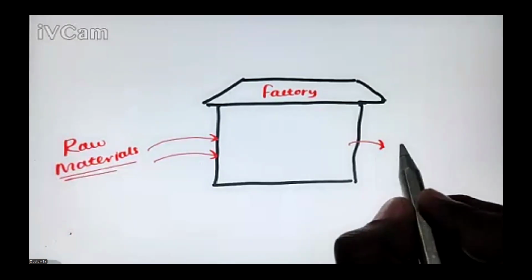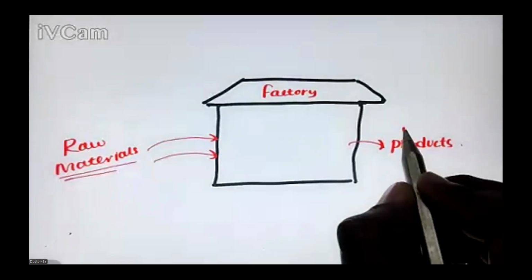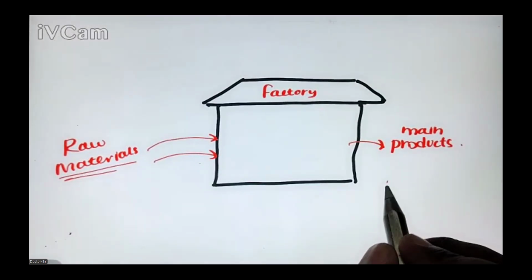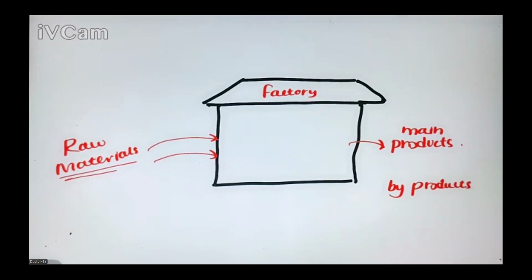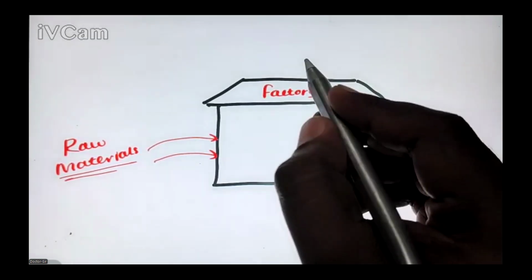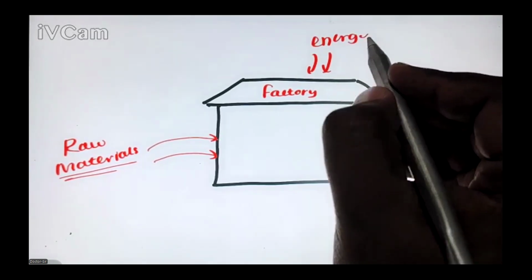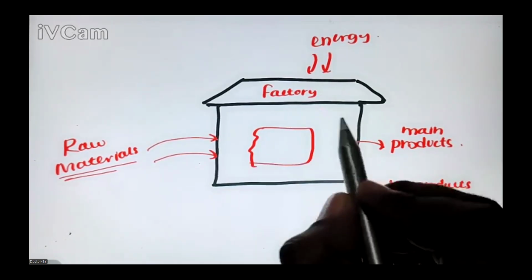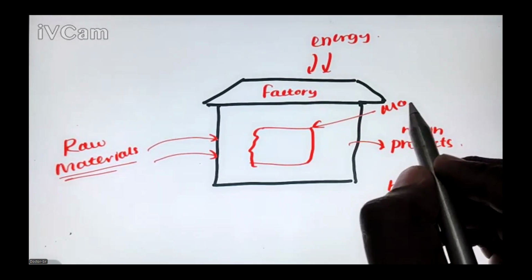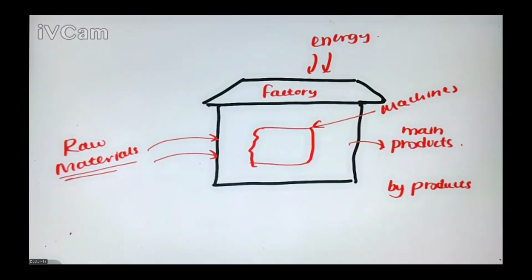Then it will produce some products, not main products only. It will have a main product plus byproducts. Then it needs some energy. Then inside the factory it has some machines to produce these products. So what are the raw materials for photosynthesis?